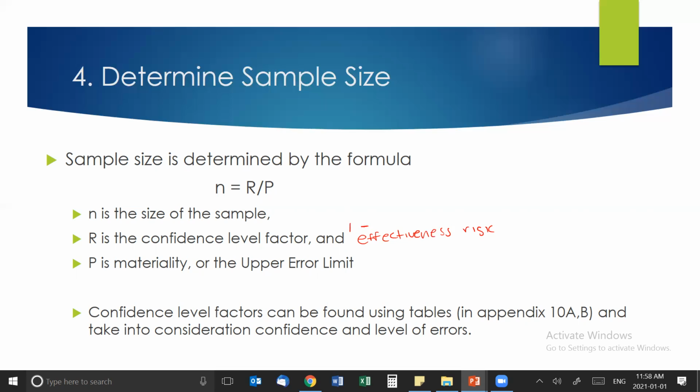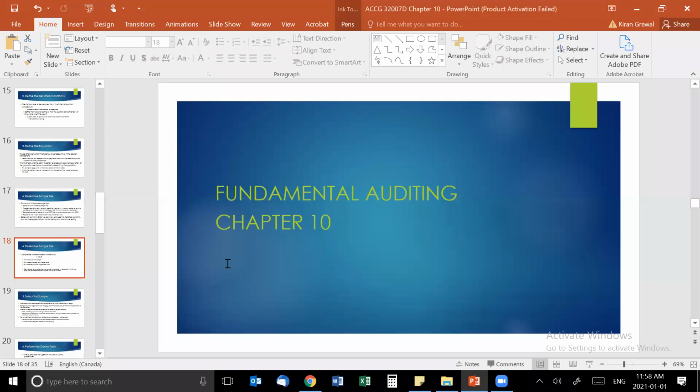For example, let's say that your effectiveness risk is 5%. Let's say your materiality, which is going to be in terms of a percentage, is your tolerable deviation rate. In this case, let's say it's 6%, or 0.06. You could put it in decimals, it'll be easier to do the calculation. If we go into the tables in Appendix B, you'll find the confidence level factors to find out your sample size. Let me just show you.